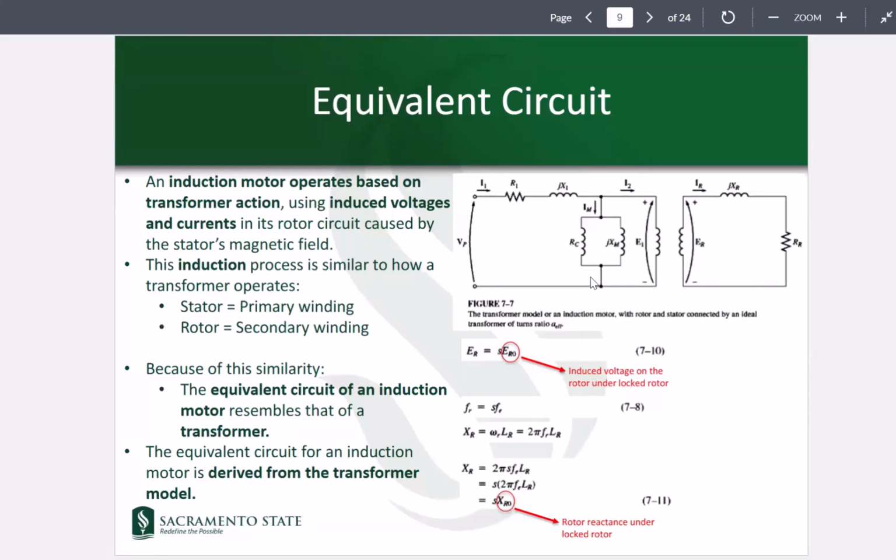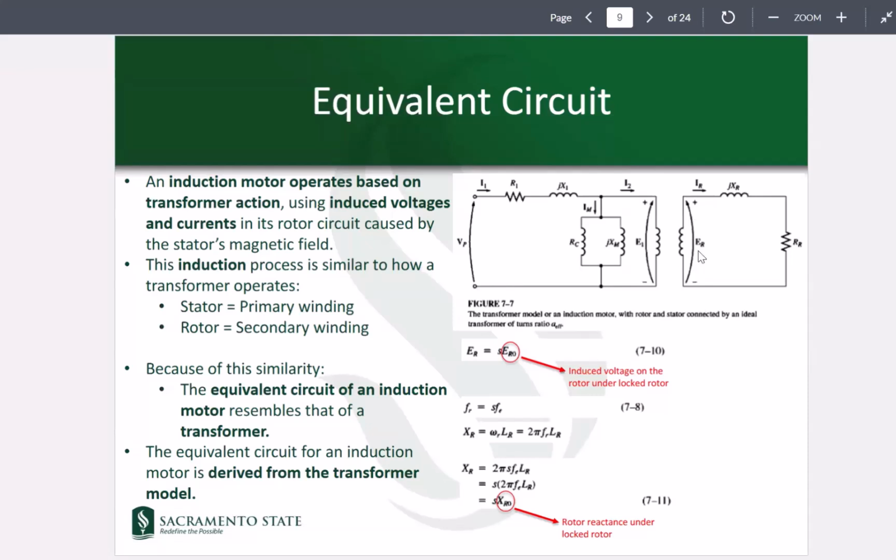And RC is representing basically the core losses. Now, we know that on the rotor side, we could have a variable frequency. Isn't that so? Because we have a variable frequency that could change depending on how the slip is changing, that XR would not be a constant value. That XR, the reactance, always depends on how much frequency is there, right? So we should keep that in mind.